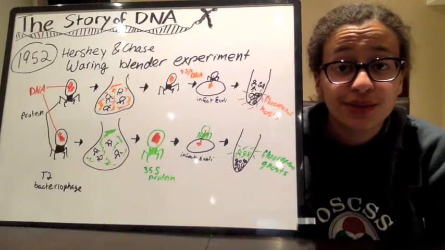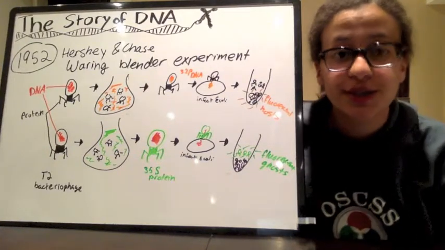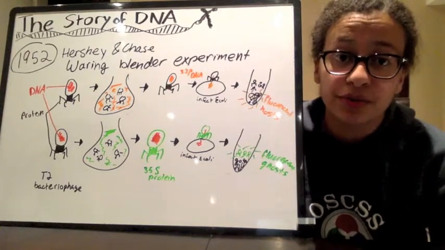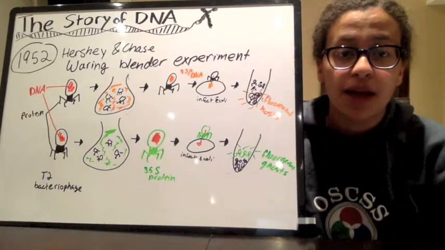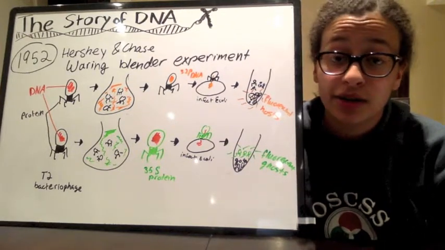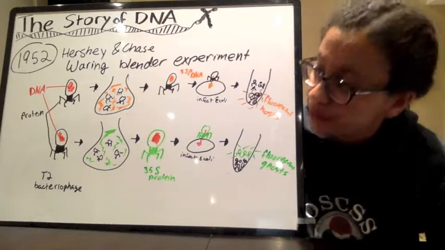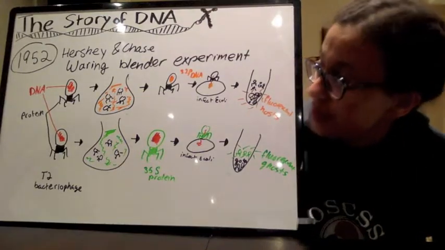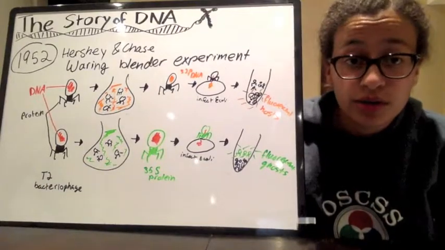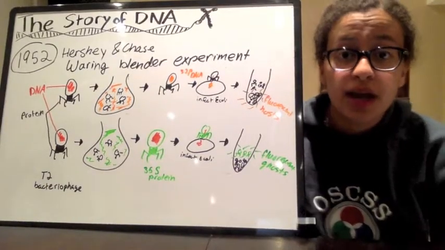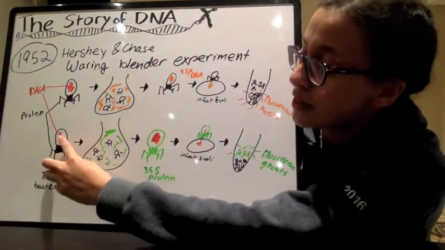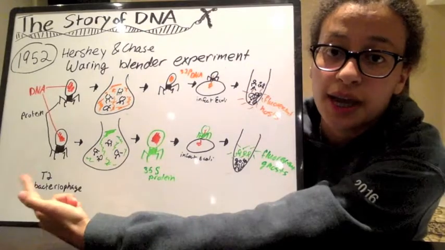So fast forward to 1952 and you get the Hershey and Chase Waring blender experiment. This is further proof that DNA is the molecule of heredity and not proteins. If you take these T2 bacteriophages, as Hershey and Chase did, which are composed of just two molecules, first the protein capsid, which I've drawn in black over here, and then on the inside, it's their DNA.